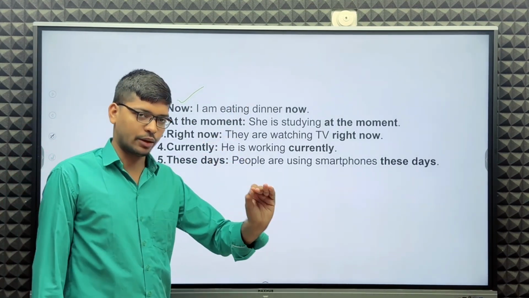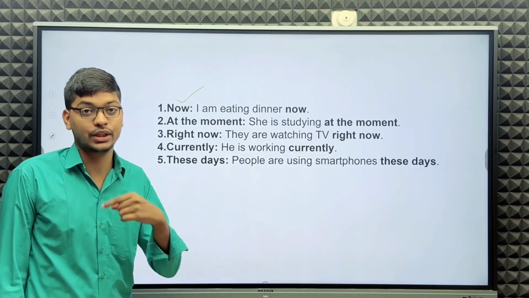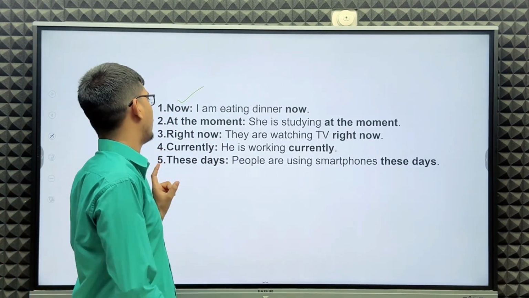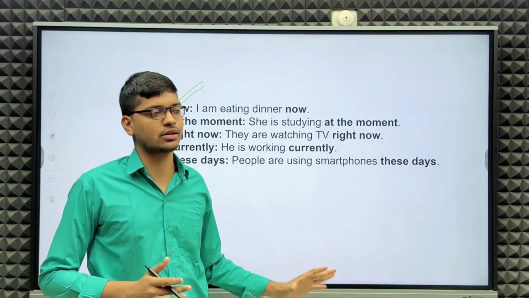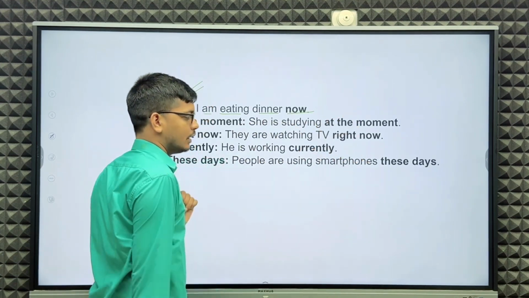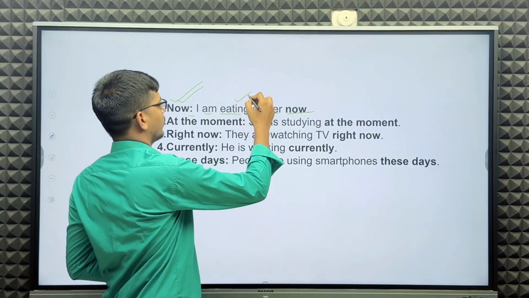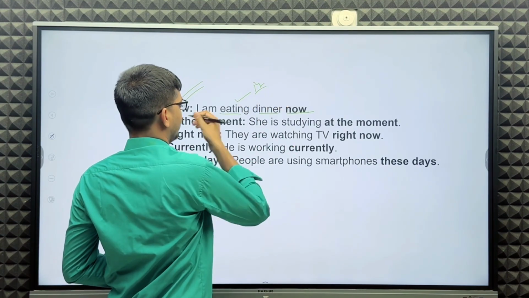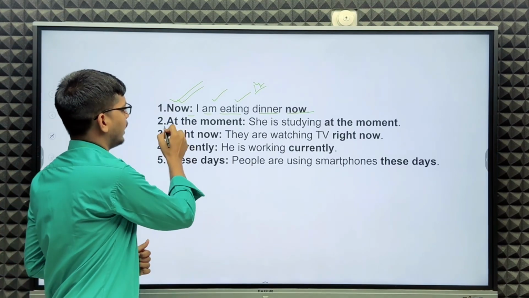"Now" is an adverb of the present continuous tense. If you find "now" anywhere, you have to use the present continuous tense. Like, I am eating dinner now. So, eating is the -ing form of the base verb, used with "I". Okay, next, at the moment.